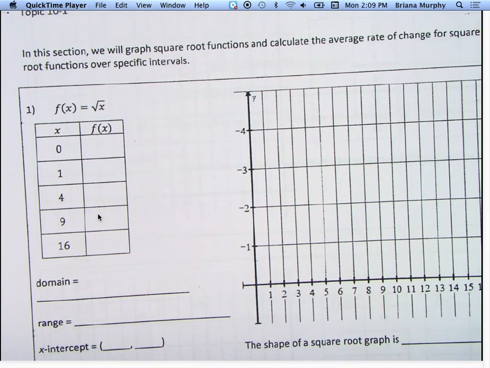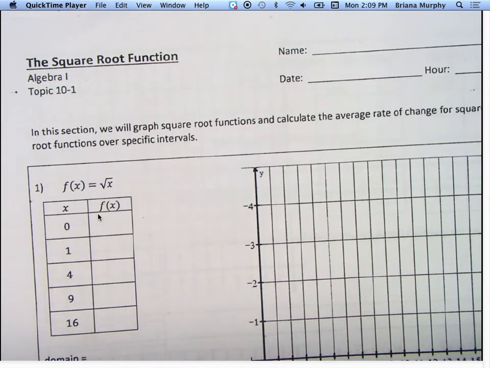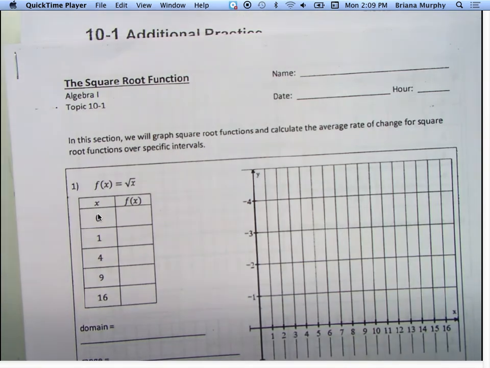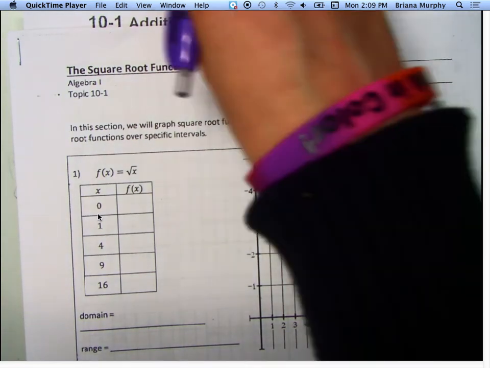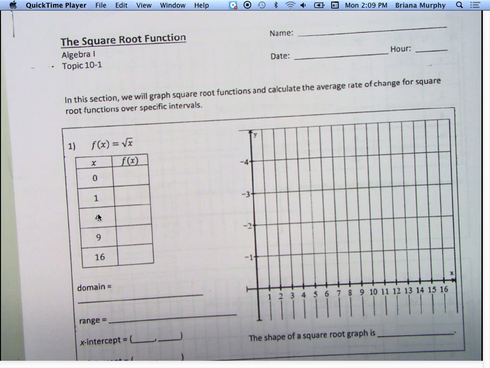Okay? We're going to do 10.1 notes. Now, we have been doing lots of squaring things. Now we're going to kind of do the opposite, where we're taking the square root of stuff.